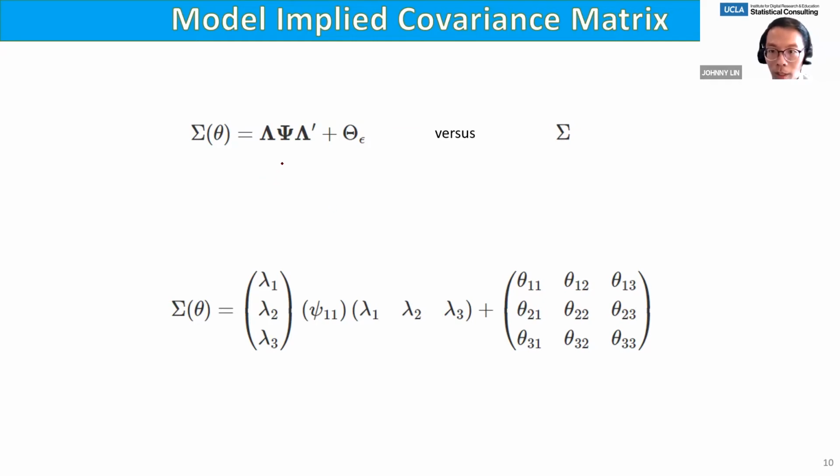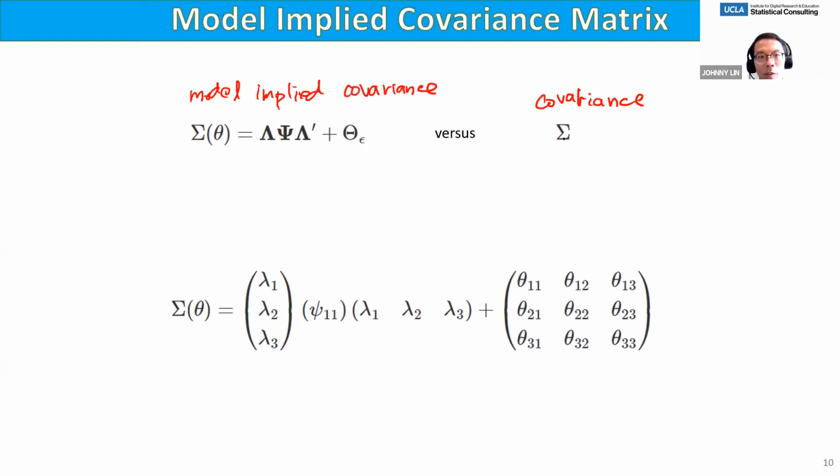Okay, so now that we know the covariance matrix and the factor model, basically, this is the covariance matrix, and then this is the model implied covariance matrix. Just know that the covariance matrix comes from the data, and this model implied covariance matrix comes from your model, as it states.